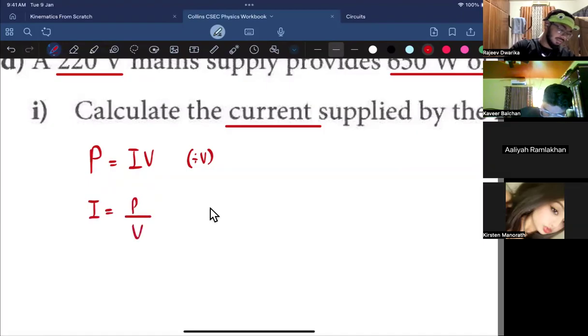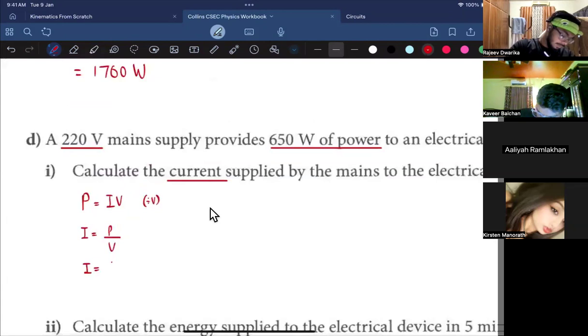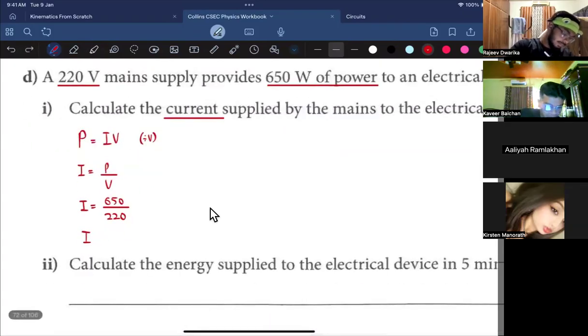Do we know what the power is? What's the power? 650. And the voltage is? 220. Right. So what's the current? Hold on. That's 2.95. Right, 2.95. What's the unit for current? That's amps. Nice.